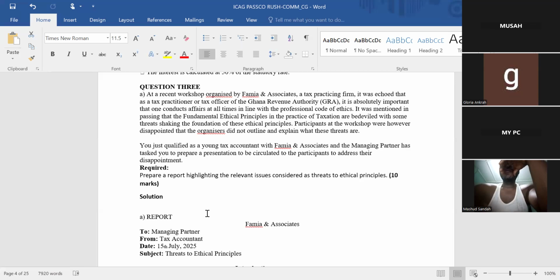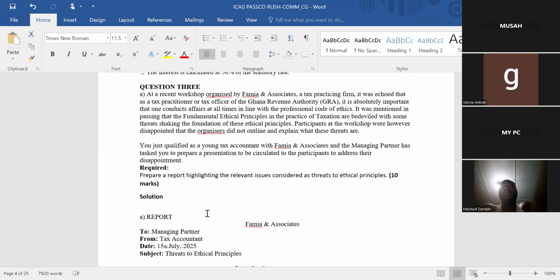Required: write a report outlining the relevant issues considered as threats to ethical principles. Please, let me hear from you, the auditors, and those doing audit. Not even audit, you are students of ICAG. And because you are students of ICAG, and ICAG is a member of IFAC, all its members, students and associates are supposed to go according to the IFAC code of conduct. That is why the ethical principles are stated. So let me hear from you.